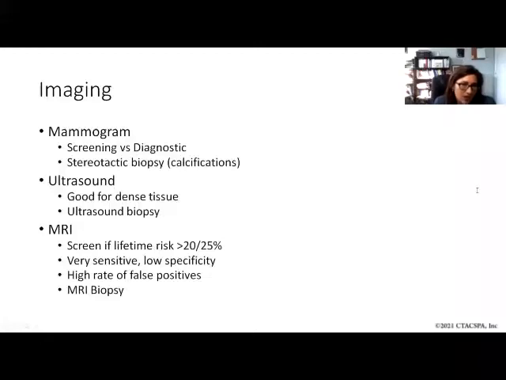MRIs can be used to perform biopsies as well, and those are the most expensive ways to biopsy and the most difficult ways to biopsy as well for the patients and for the radiologists. So whenever something can be seen on MRI and ultrasound, we prefer to do ultrasound. If it can be seen on MRI and mammogram, it's preferred to do it stereotactically. The MRI biopsy really should only be done for lesions that can absolutely not be seen on any other imaging modality.